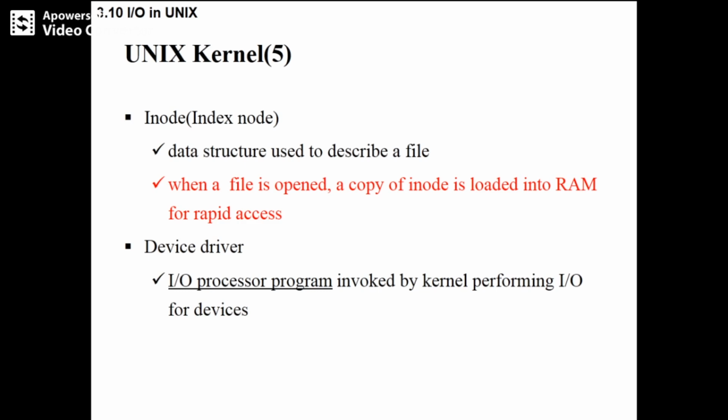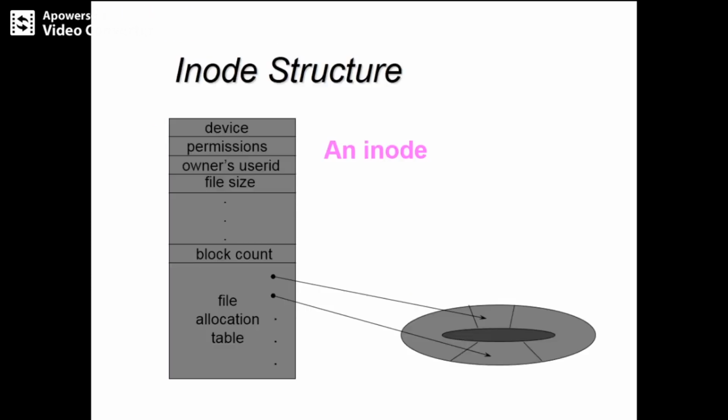So inode, what exactly is index node? Inode is nothing but the data structure used to describe a file. When a file is opened, a copy of inode is loaded into RAM for rapid access. Device driver is an IO processor program invoked by kernel performing IO for devices. So what exactly is the inode table? You will have all these things: device, permissions, users, user ID, file size, block count, etc.